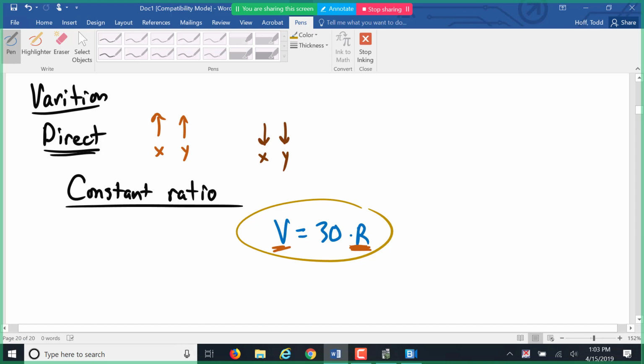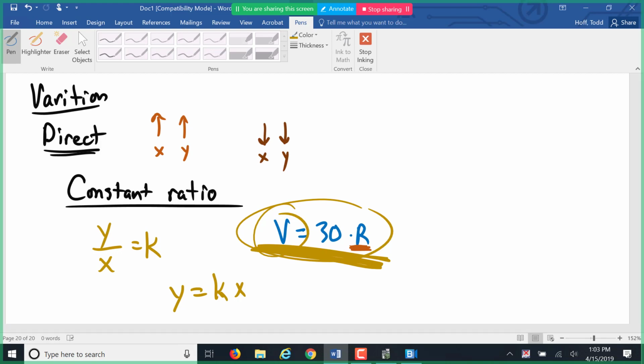There's two standard forms for direct variation. A constant ratio, if we're looking at the variables being x and y, you might look at it as y over x is equal to a constant. We use k for that constant. Another way of writing it, if you solve it for y, is that y is equal to a constant times x, which is the form we ended up with here. Voltage is equal to 30 times the resistance. That's a constant times our variable.